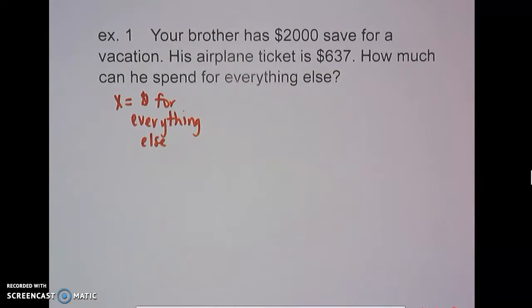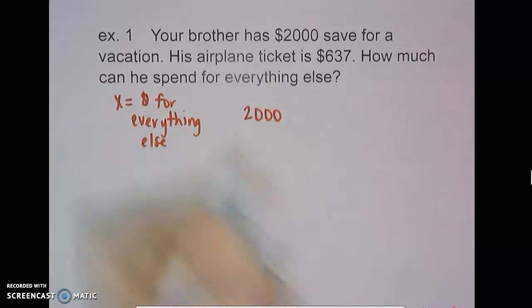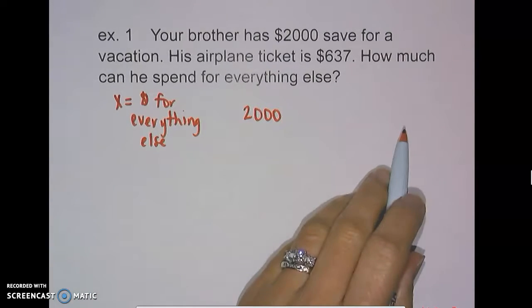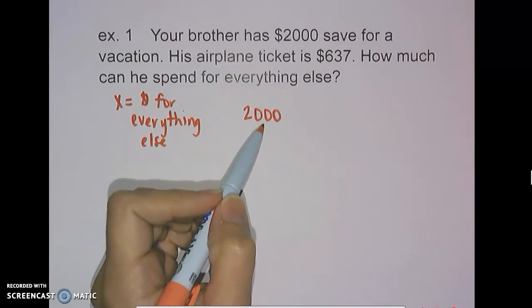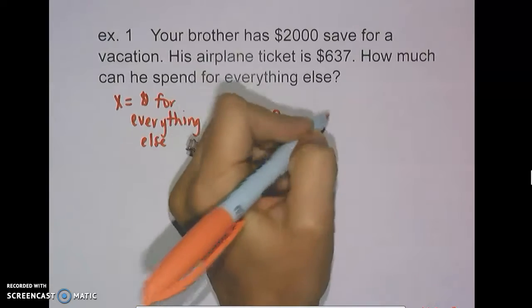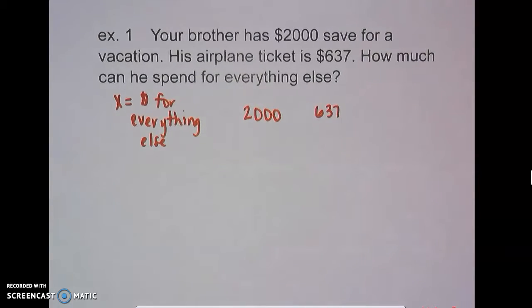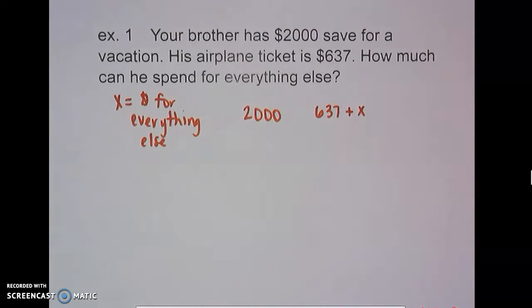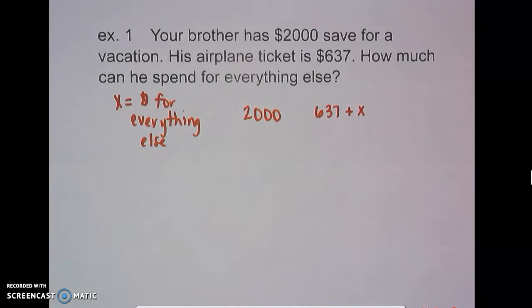Okay, so we have that our brother has $2,000 saved. We know that that is our total amount. That either can go on the left, like we're going to put it here, or it could go on the right, and it doesn't matter. Okay, the $2,000 needs to stay by itself. We know we've spent $637 on a plane ticket. And we need to add to that the amount that he's going to spend on everything else. So this is how much he has. This is his budget. This is how much he's spent.